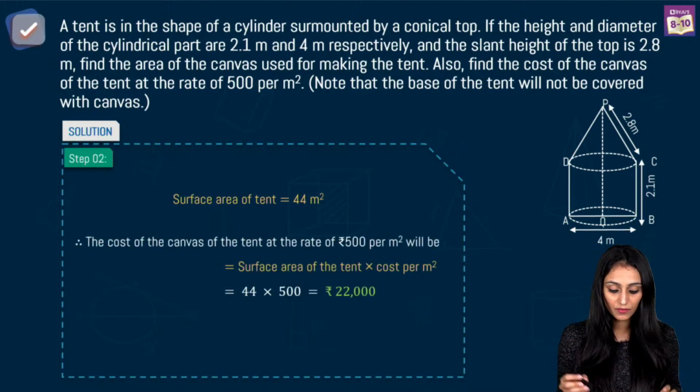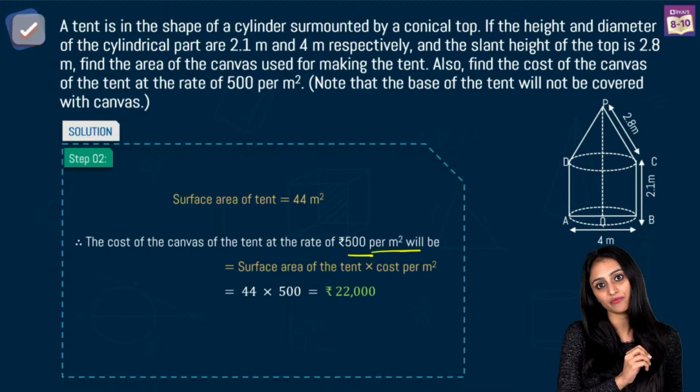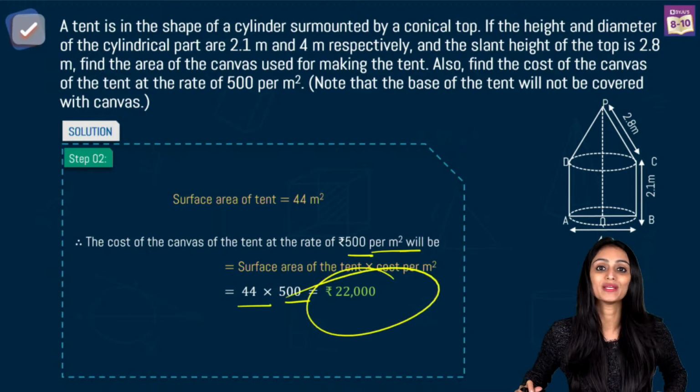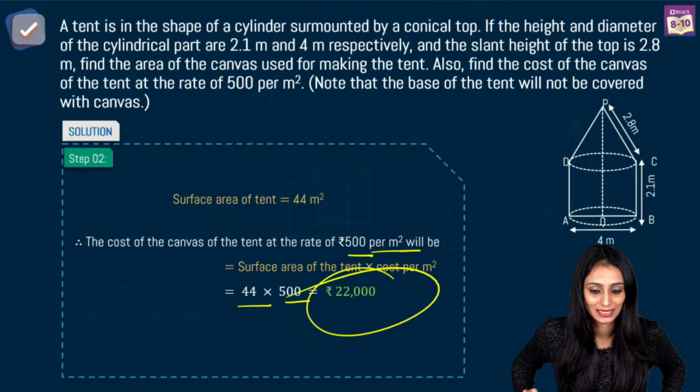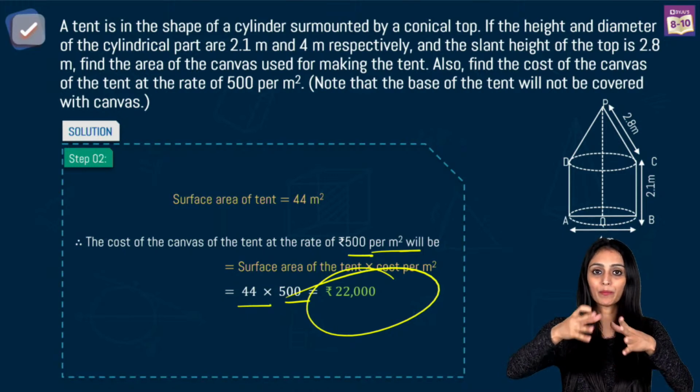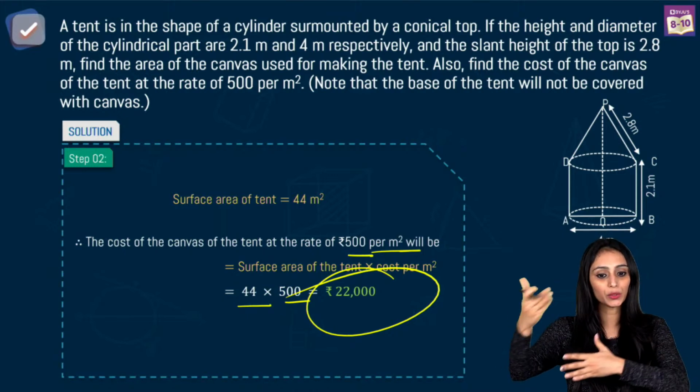So we are given the cost per meter square is 500, so overall cost would be simply I'll multiply by 500. I get rupees 22,000. Gaming Green World, simply you have to multiply the cost with the area because per meter square is 500. You get 22,000 rupees.